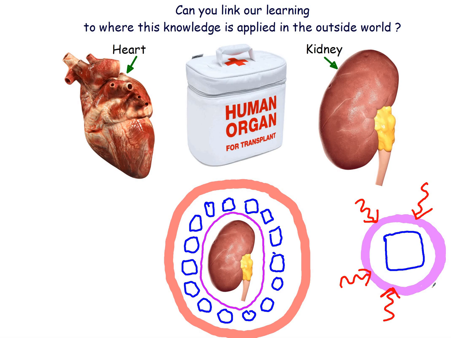Now, how can we link this knowledge to the outside world? Well, it's very simple. You can see here at the top of the page, we've got a heart, we've got a kidney, and it's placed into a human organ transplant container. Now that container, and there's a diagram of it at the bottom, contains your organ. The organ is surrounded by a plastic coating to protect it from the ice itself. And then you can clearly see all the ice cubes surrounding the kidney.